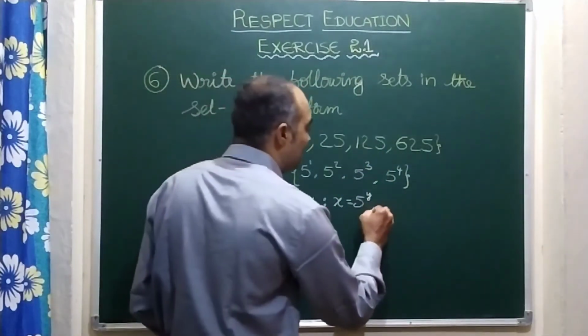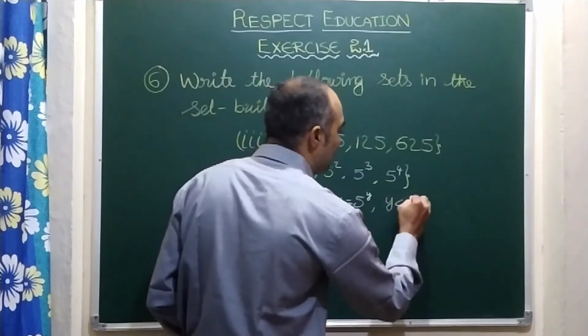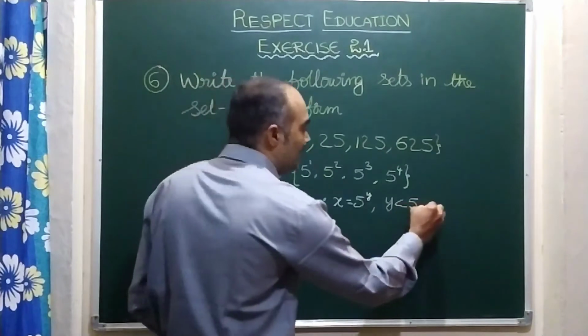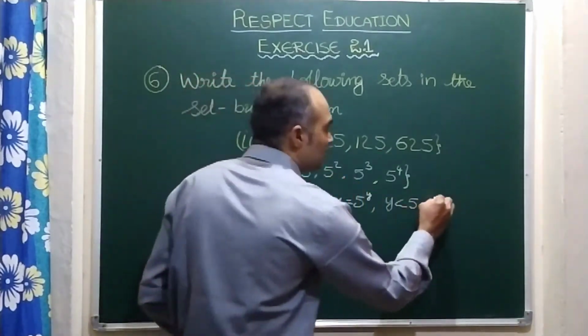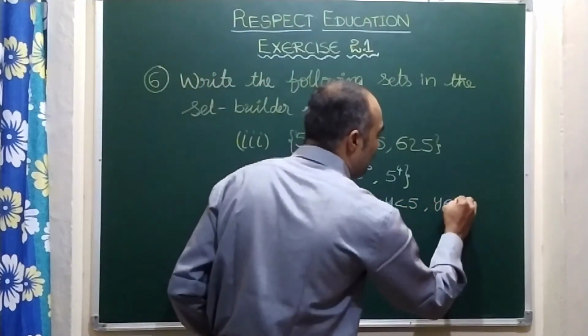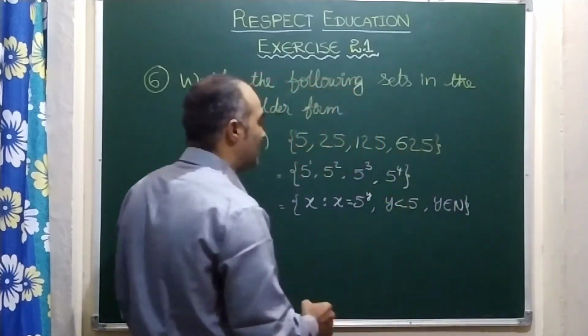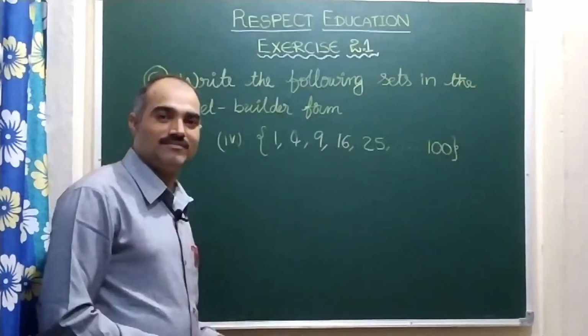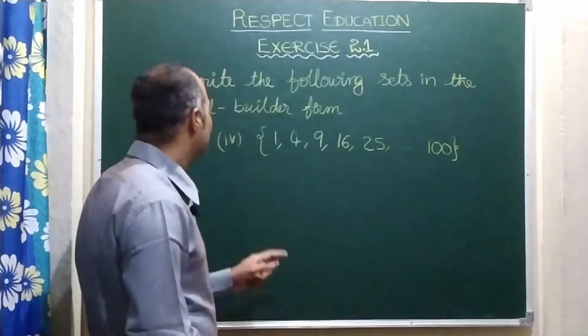Now let us set the limit of y as less than 5 because it stopped at 4, and as the starting value is 1, so y can be taken as natural number. That's all, children. This is the set builder form for the given question. Let us see next bit, that is fourth bit.